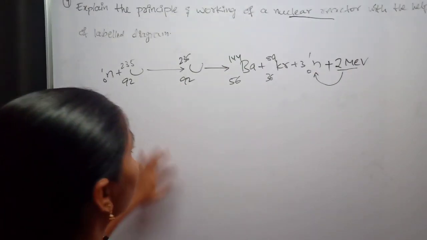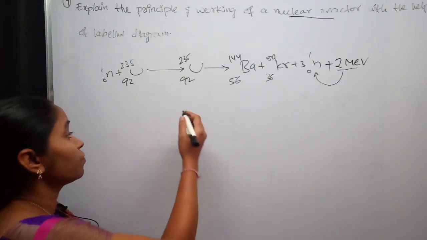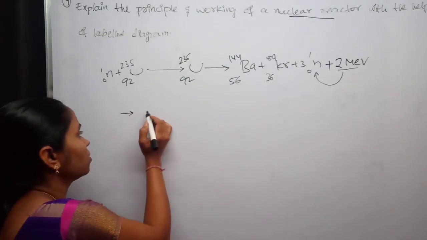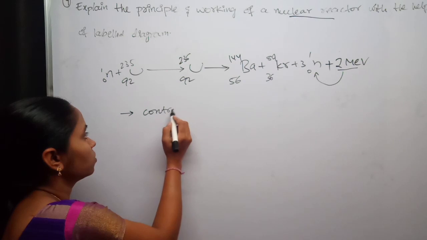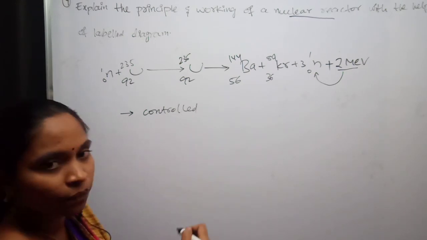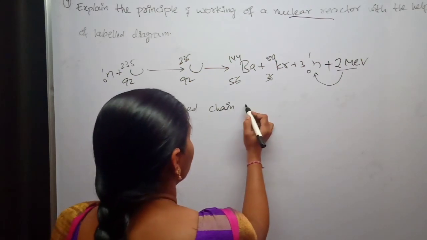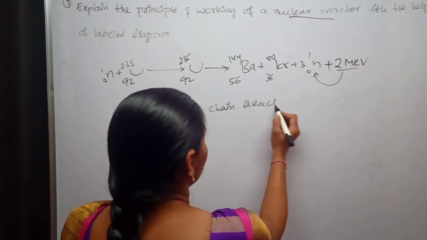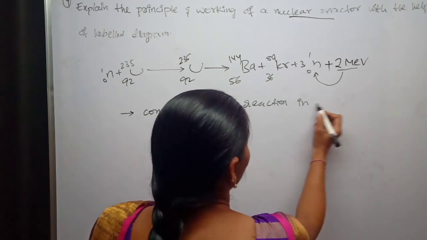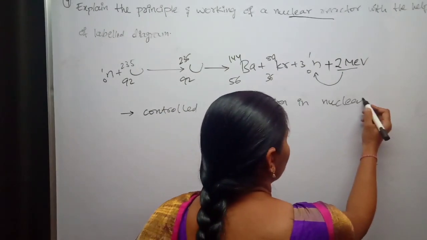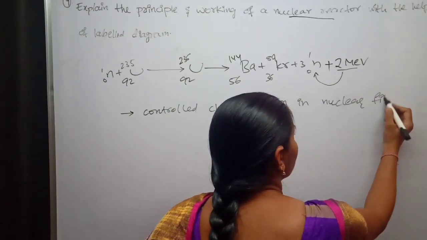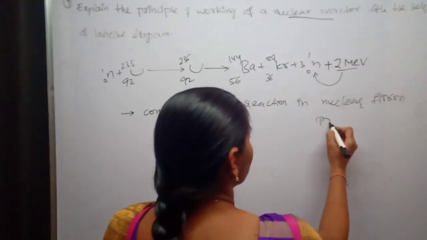What is the principle here? The principle of the nuclear reactor is controlled chain reaction in nuclear fission process.